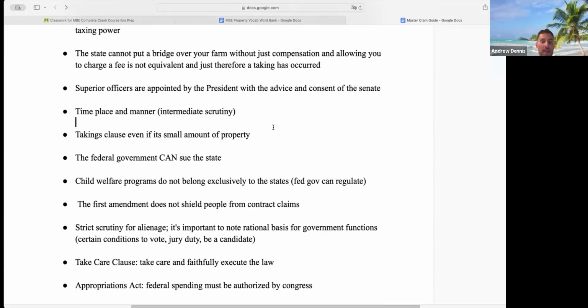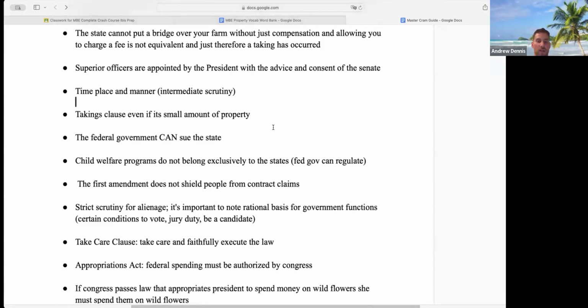The federal government can sue the state, but the state cannot sue the federal government. Child welfare programs do not belong exclusively to the states. The federal government can regulate child welfare programs, but not workers' comp. That's usually a state issue.